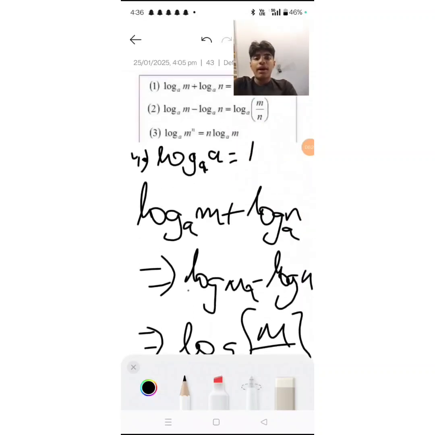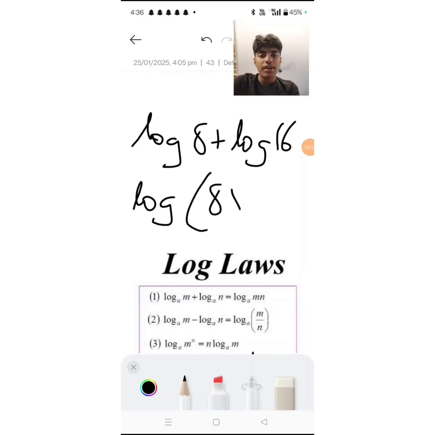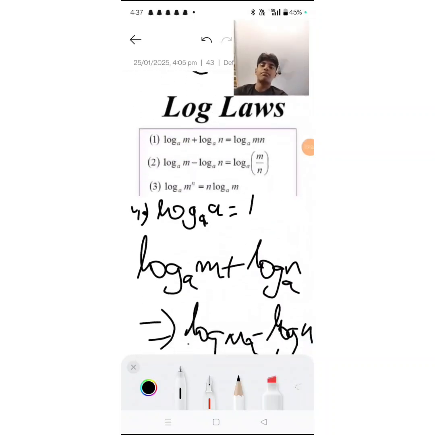So let's say you have, for example, log 8 plus log 16. So how do you represent this as a single logarithm? It's just log 8 into 16, which is just log 128 to the base a, right? So this is how you represent it. Easy.